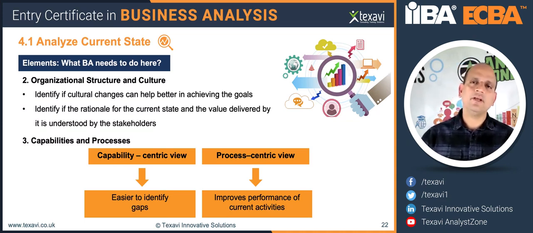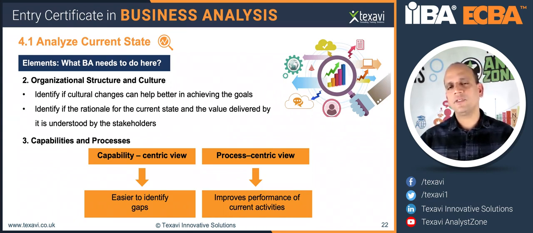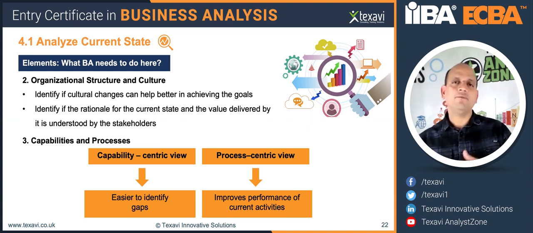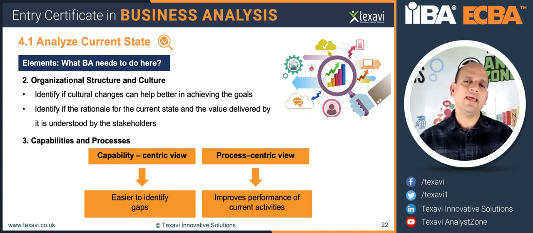It could be a huge factory. So there are some capabilities involved around the features of the product that you're trying to deliver, and then there are some process-centric views, which are about the efficiencies and the performances of work. And so you need to really be able to identify both of them. It's not as if one is more important than the other.